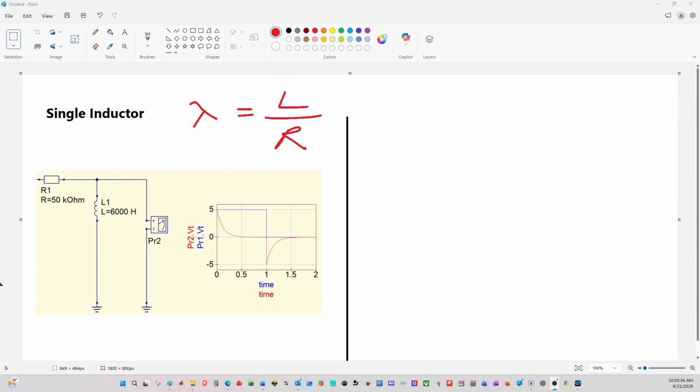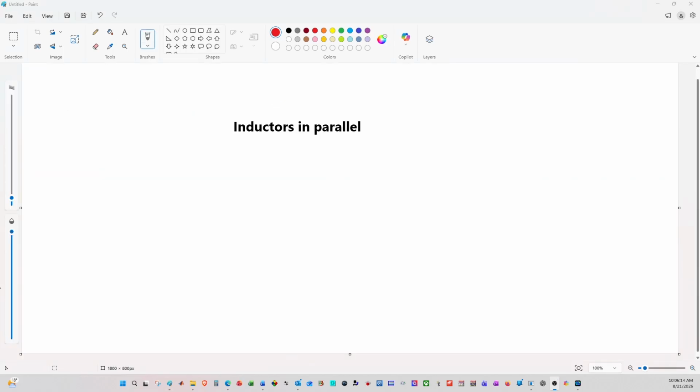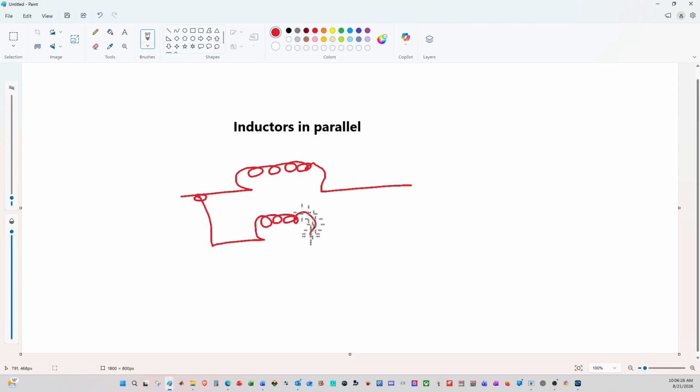Now what I'm going to do is take the same inductors and put them in parallel with each other. Inductors in parallel are calculated the same as resistors in parallel. So if I was to have an inductor in parallel with another inductor, let's call them L1 and L2. We can say that L total is going to be L1 times L2 over L1 plus L2.